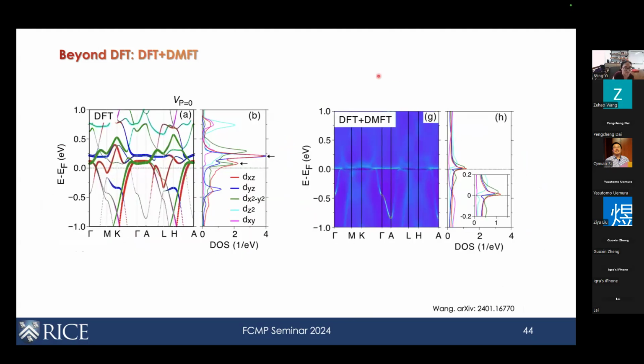This is another effort of DFT plus DMFT calculations that again also shifts the flat bands towards the Fermi level, and I think this is a direction we need to understand for a better description of the low energy electronic states.